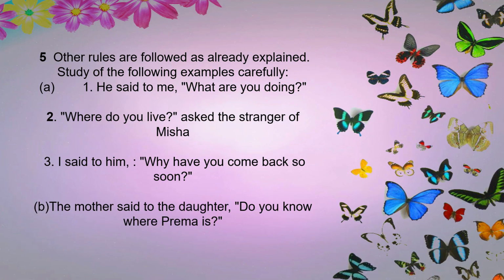Let's see the fifth rule. Other rules are followed as already explained. That means this becomes that, these becomes those, now becomes then, today becomes that day, ago becomes before, last night becomes previous night, tonight becomes that night, tomorrow becomes the next day, yesterday becomes the previous day or the day before, next week becomes the following week, next month becomes the following month, here becomes there, thus becomes so. These are the changes we have to make while converting direct speech into indirect speech.